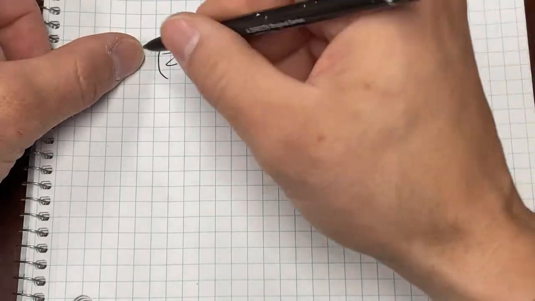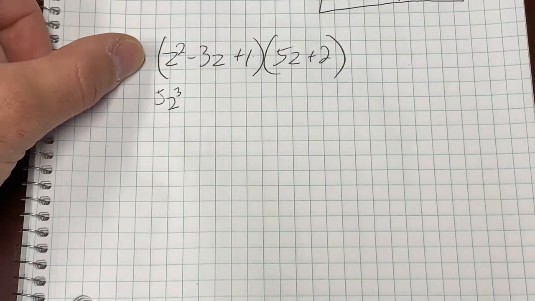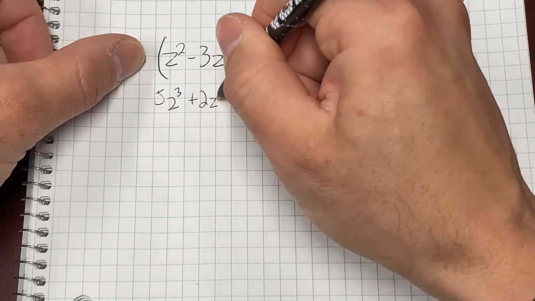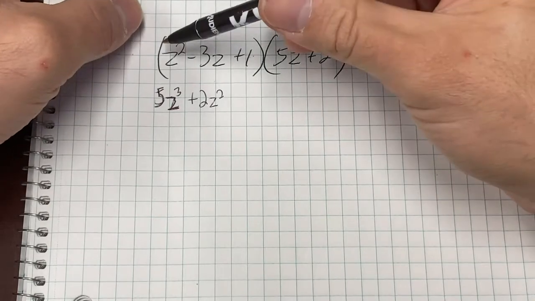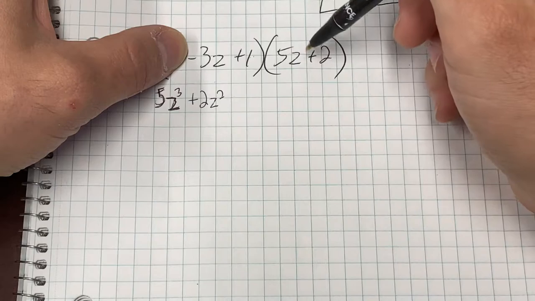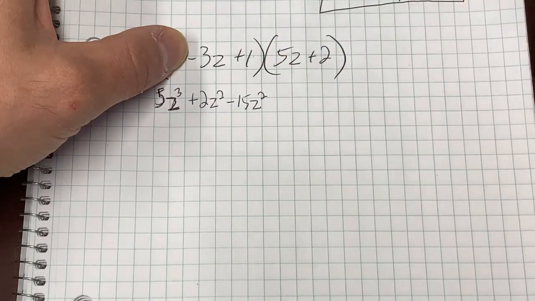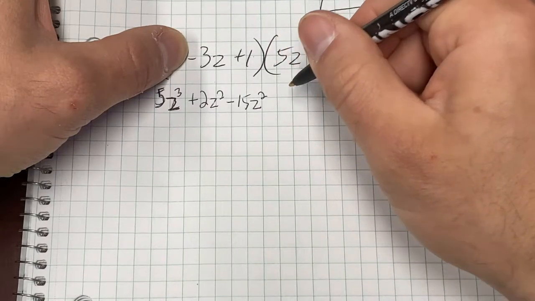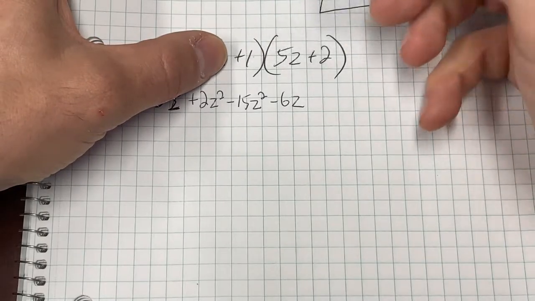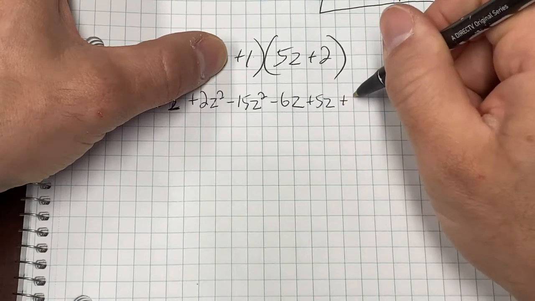Z squared times 5z is going to be 5z cubed. Man, that was really sloppy. Z squared times plus 2 is going to be plus 2z squared. So now I've multiplied this z squared times both of those. Now I move on to my negative 3z. Negative 3z times 5z is going to be negative 15z squared. Negative 3z times plus 2 is going to be negative 6z. And now I move on to the 1. 1 times 5z is going to be plus 5z, and 1 times 2 is going to be plus 2.